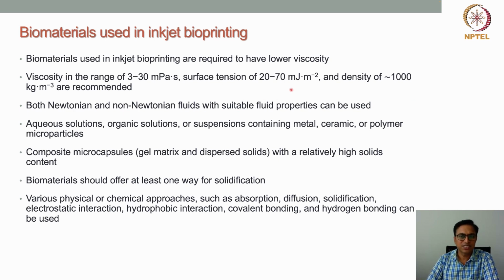Similarly, surface tension is also a very important process parameter for inkjet bioprinting technology, and the surface tension for this biomaterial formulation should be between 20 to 70 millijoule per meter square. And the density of the material should be around 1000 kg per meter square. So these are the recommended values for a biomaterial formulation or pharmaceutical formulation to be used for inkjet 3D printing technology. But inkjet printing is a quite versatile technology.